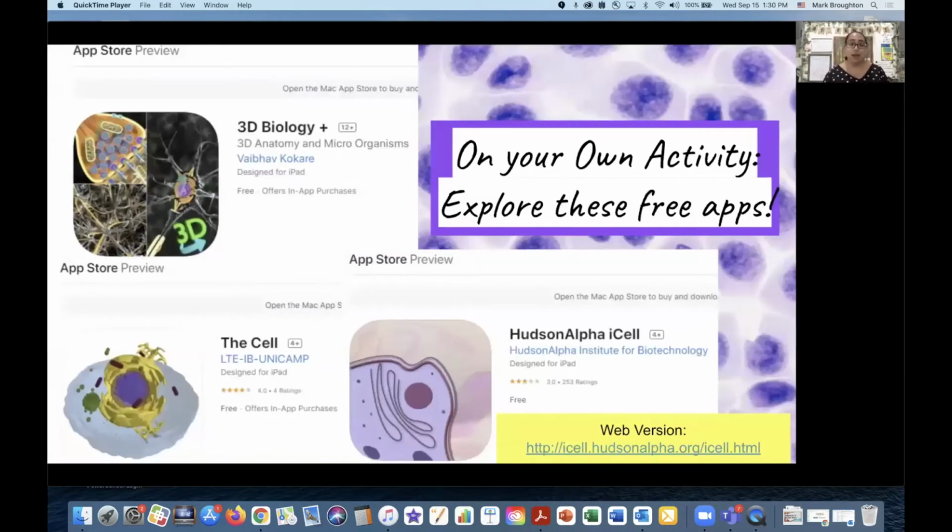Explore these free apps. You can put them on your Apple or your Android. The first one is 3D Biology. The other one is The Cell. And the other one is Hudson Alpha iCell. Those three are all free augmented reality apps to explore the cell. There's also a web version of the iCell.